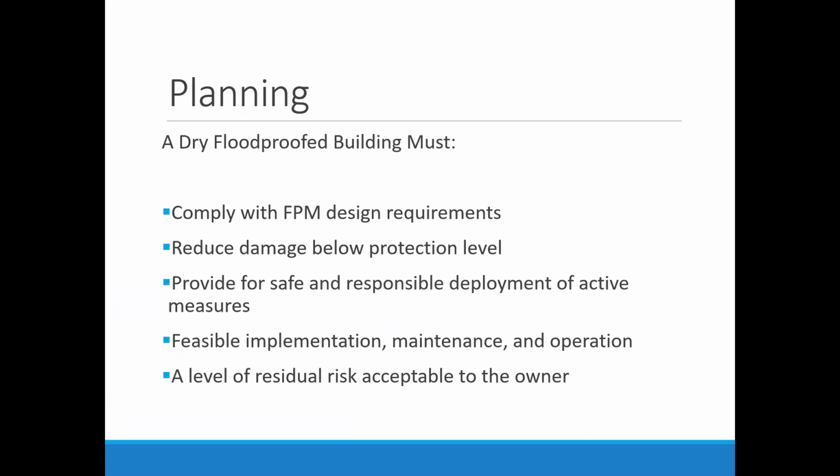In the last couple of years, they expanded what is required for dry floodproofing and put in a lot of clarifications. So if you want to know more about it, definitely look at Technical Bulletin 3. Basically the dry floodproofed building has to comply with the design requirements, which means ASCE 24, and we'll talk a little bit about that. Reduce damage below the protection level. The protection level is the height of the floodproofing, how high on this building it's floodproofed.